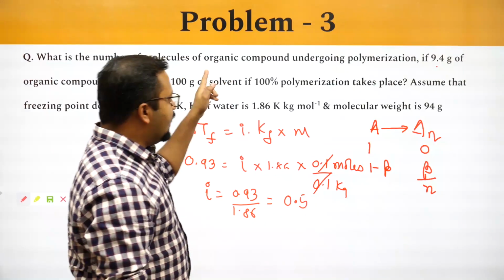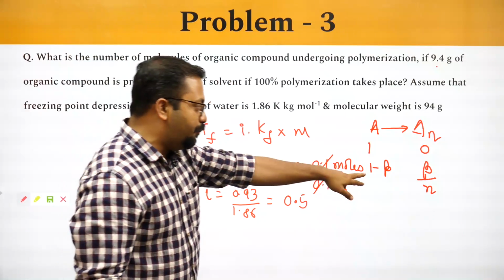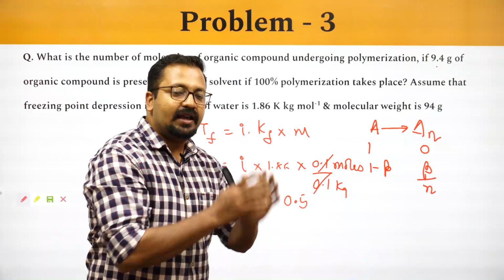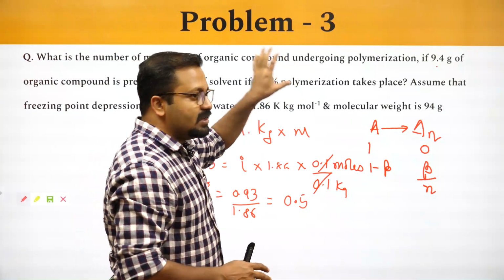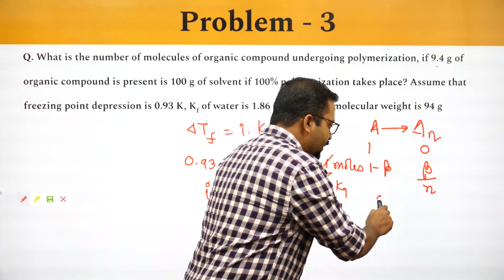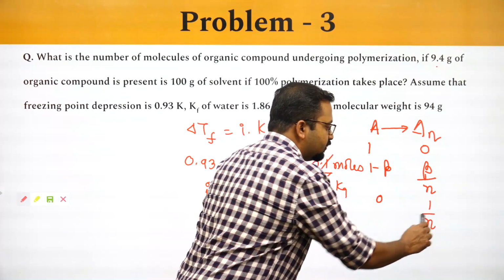नाउ यहां पे क्या लिखा? 100% पॉलीमराइजेशन. सो बीटा का वैल्यू 1 है. बीटा रिप्रेजेंट्स डिग्री एंड डिग्री विल बी 1 इफ एक्सटेंट इज 100%. तो अगर हम बीटा को 1 लिखते हैं देन दिस विल बिकम 0 एंड दिस विल बिकम 1 by n.